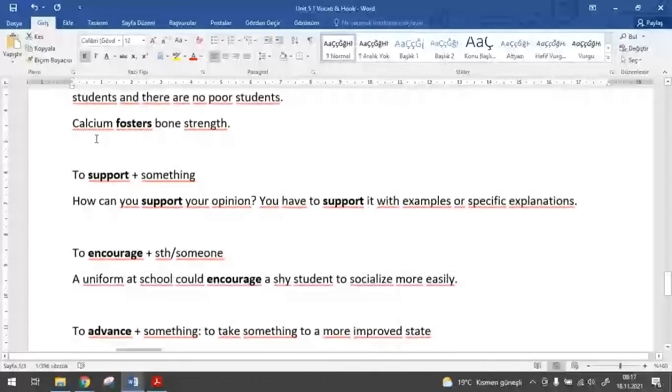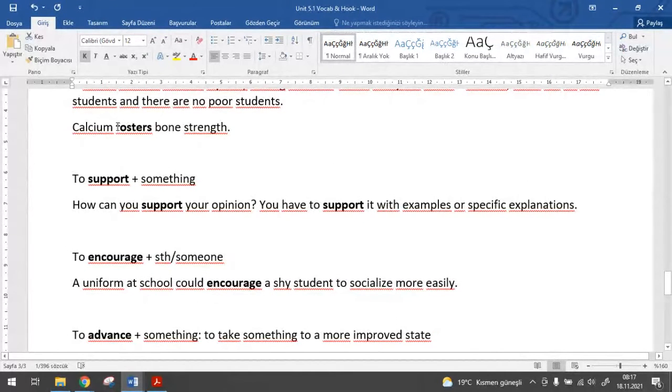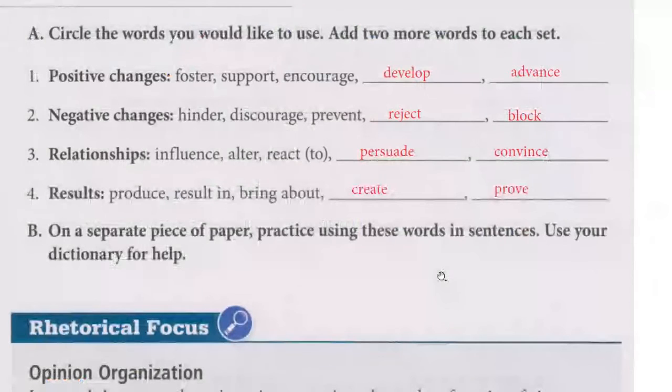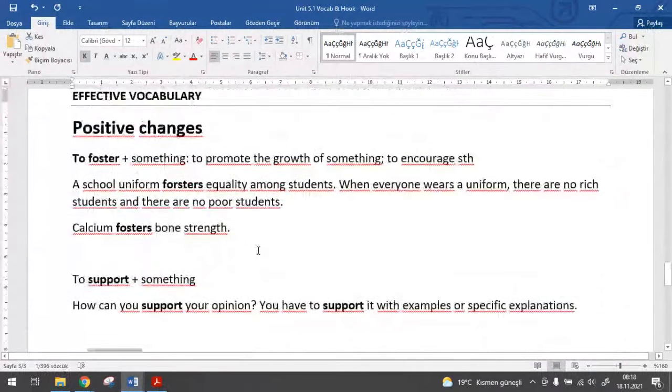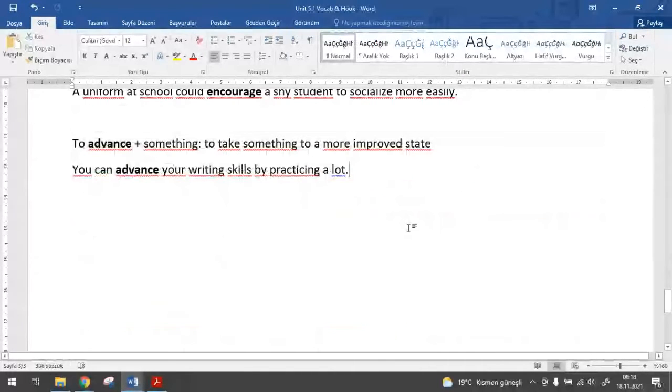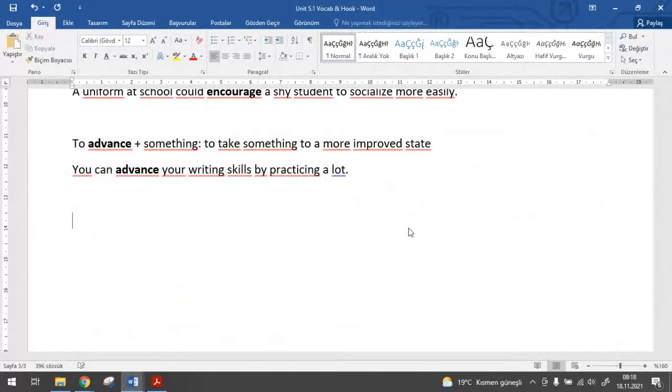Okay, so some nice words. Maybe you can start using the word foster. You can start using the word encourage, advance. If we have positive changes, of course, we might have negative changes. What are negative changes? Or how do you express a negative change?